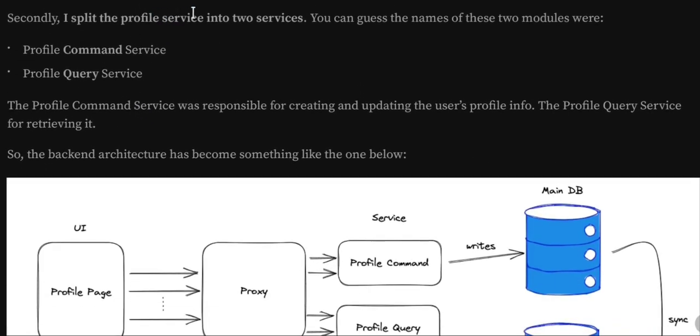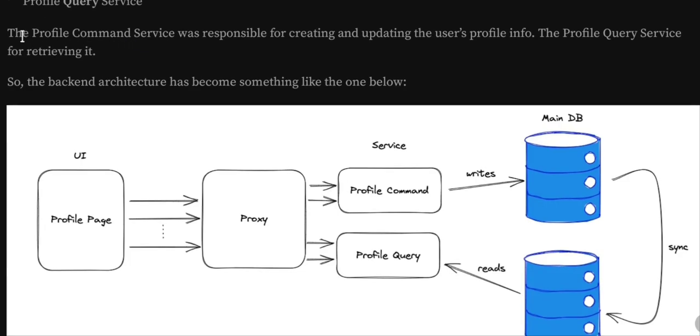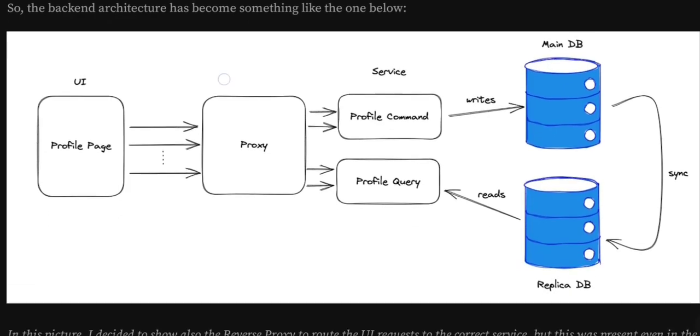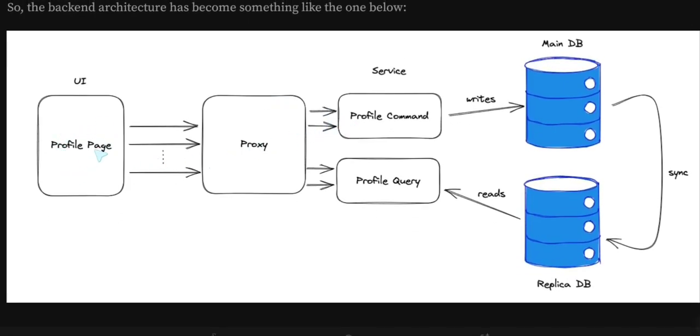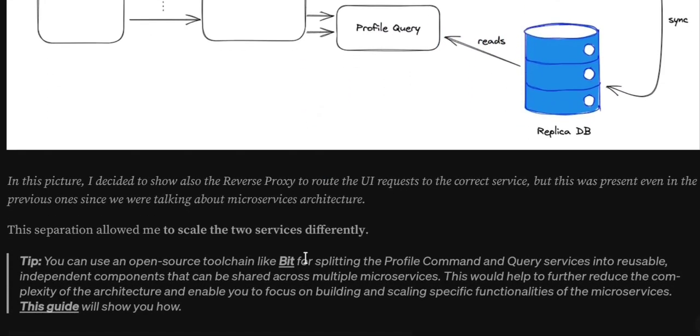Secondly, I split the profile service into two services. You can guess the names of the modules: profile command service and profile query service. I usually just split into write and read. The profile command service was responsible for creating and updating user profile info. The profile query service was for retrieving it. So the backend architecture has become something like this. The profile page from the UI goes to a proxy, separating to the profile command, which does the writes to the main DB, and then the profile query, which does the reads from the replica.